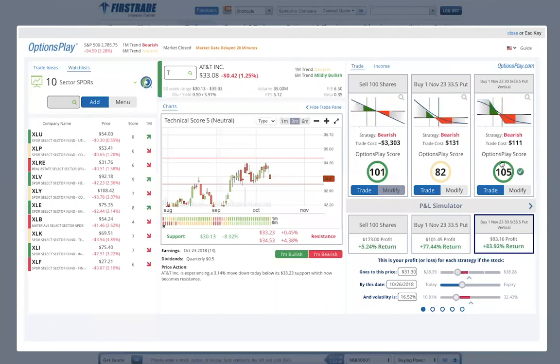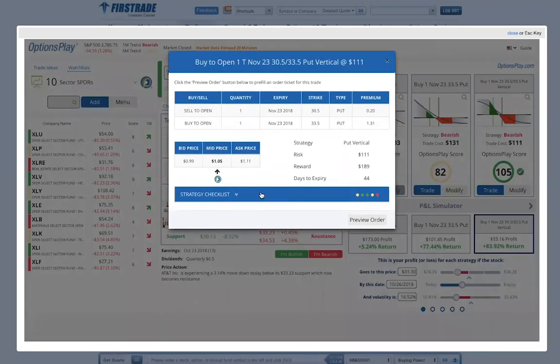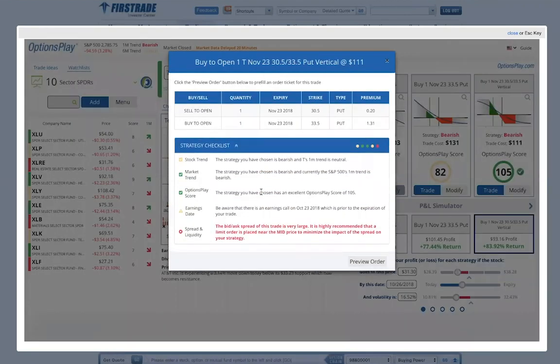And one of the best implementations that we've done here with Firstrade for you guys to make this process as easy as possible is that if you've decided that this strategy here on the right is the strategy that you want to trade, you can hit the trade button. We have what's called a strategy checklist. I highly recommend it for those of you that are brand new to options trading to make sure that you review the strategy checklist. We check the stock trend, the market trend, the options play score, the earnings date, as well as spread and liquidity, making sure you understand all of these risks before you place a trade.